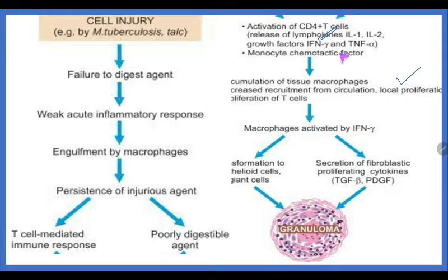These cytokines from the T cell will activate the macrophage, that is, interferon gamma will activate the macrophage, and this macrophage will transform into epithelioid cells, and they coalesce to form the giant cell. Also there is secretion of fibroblastic proliferative cytokines, that is TGF beta and PDGF. Ultimately there will be focal aggregation of lymphocytes and other inflammatory cells, forming a granuloma. To be concise, there is phagocytosis, failure to digest, activation of macrophage by interferon gamma, and then formation of epithelioid cell, giant cell, and formation of granuloma.